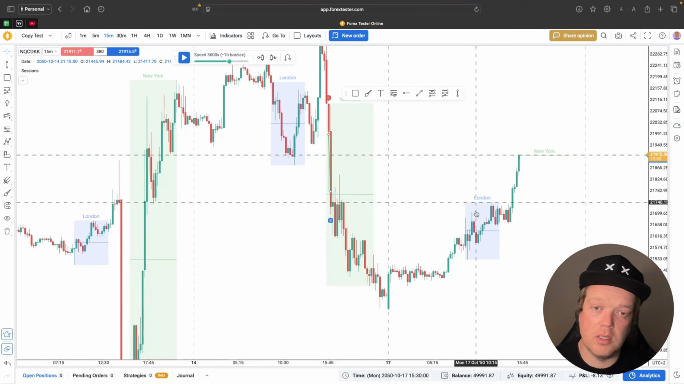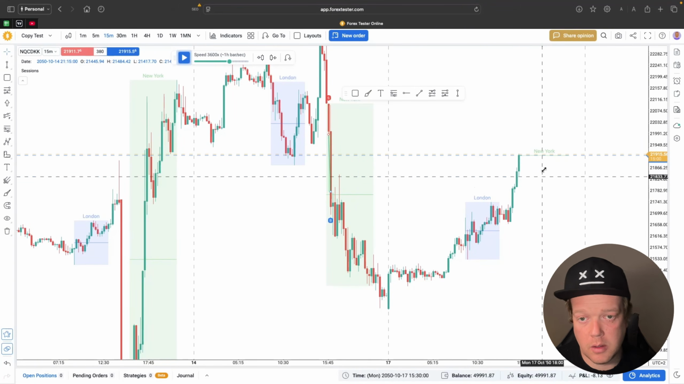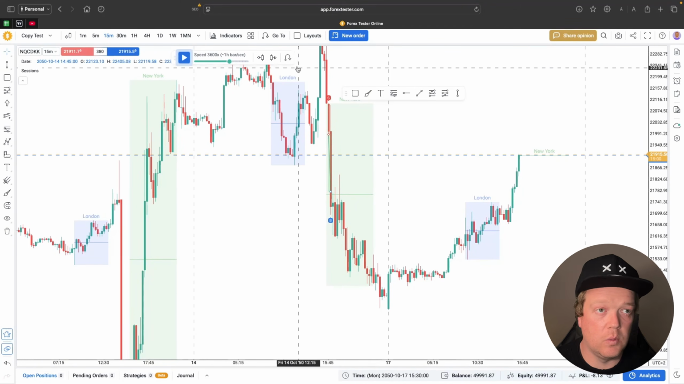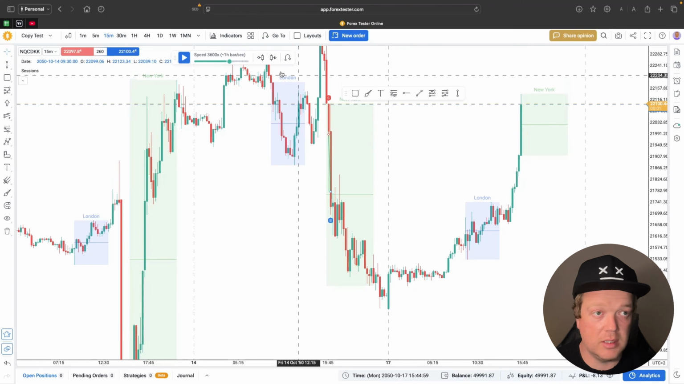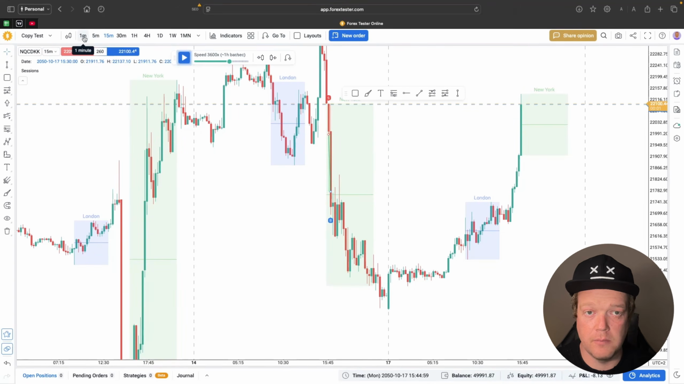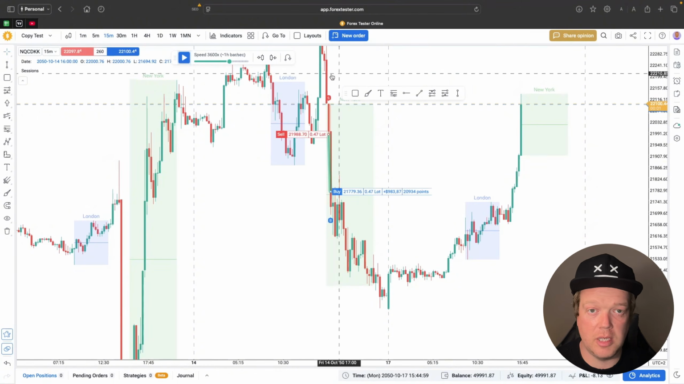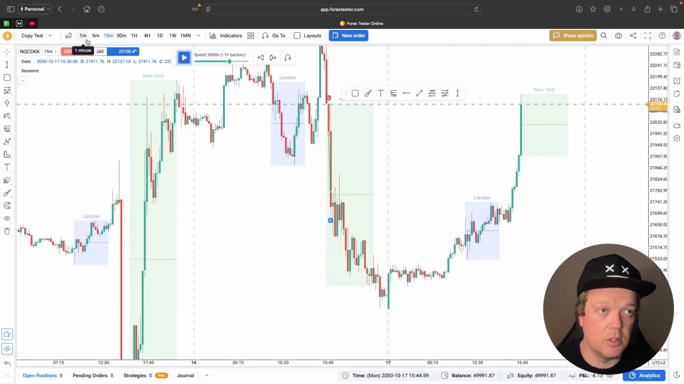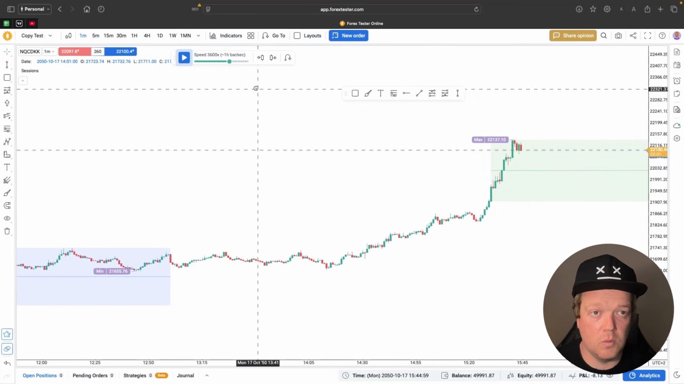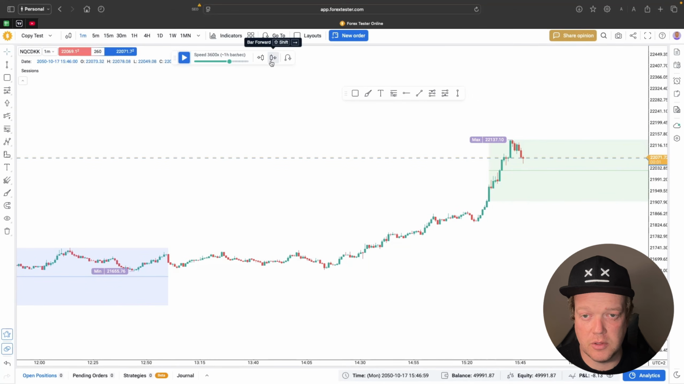All right, so here we go. We are above London. So we are going to wait for the first 15 minutes to finish. There we go. As you can see, we also tapped into a fair value gap right over here. So let's go down to the 1 minute. We're going to wait for some sort of break of structure.